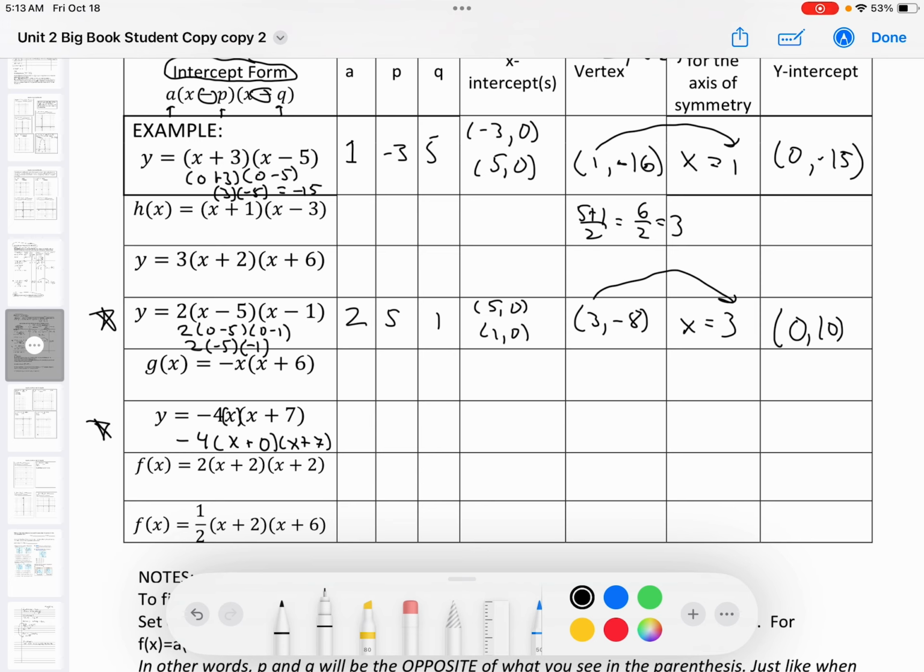So this is kind of what it would look like more normally in the intercept form. So this would give us a of negative 4, p would be 0, and q would be negative 7, because again, it's the opposite of what's on the inside. We have a plus 7. So I'm going to let you find the x-intercepts, the vertex, the axis of symmetry, etc. for this function. But I wanted to at least help you figure out that we have p is 0 for this one.